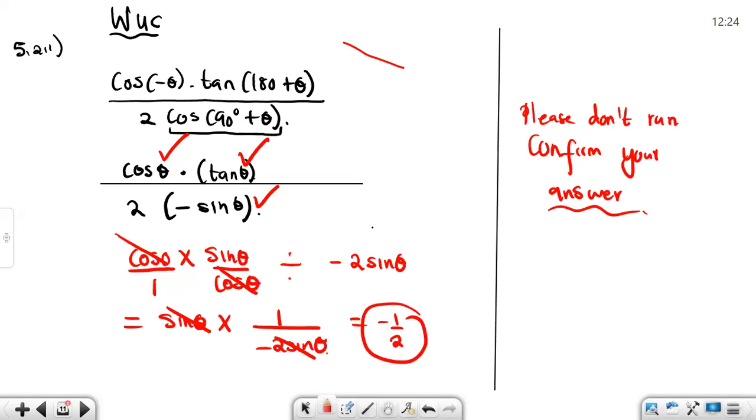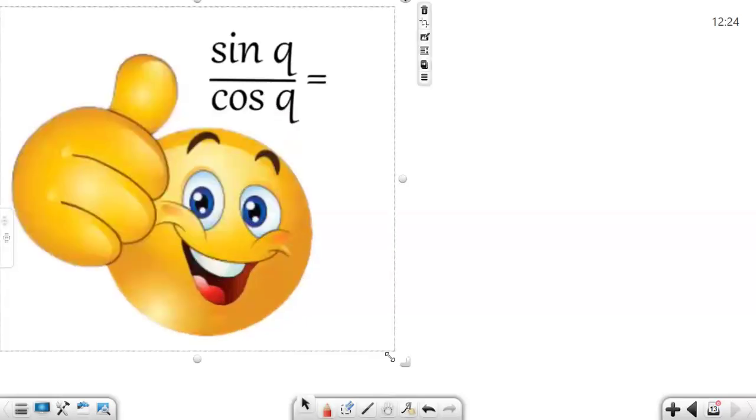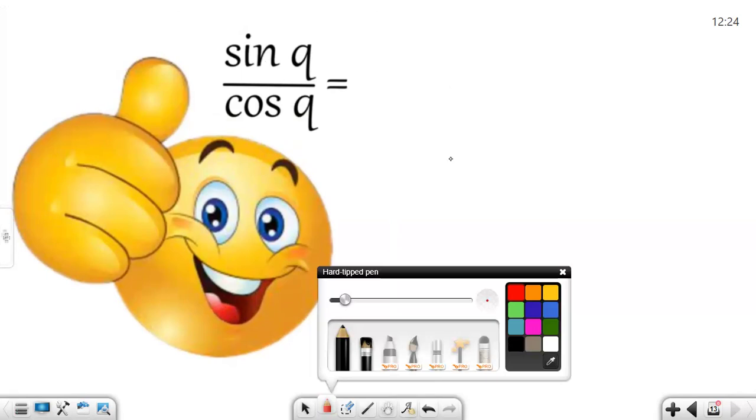Before we go, we're going to meet in the next session. But before I go, guys, I have one more question for you before I disappear. This is for you guys. Check something: sine Q over cos Q. Can you please give me an answer? That's sine theta over cos theta, which is tan, but I'm using theta as Q.